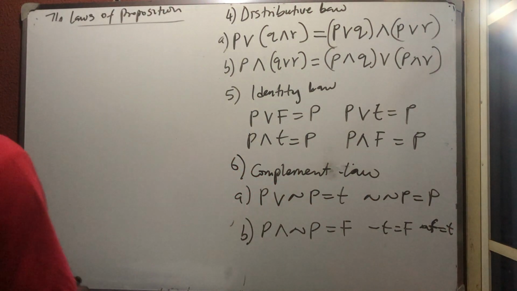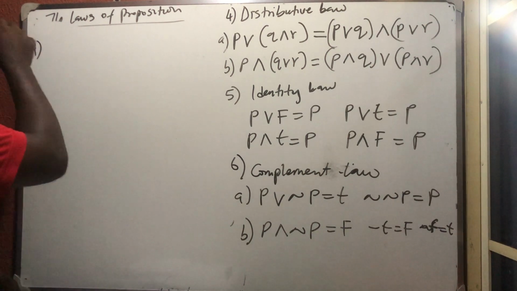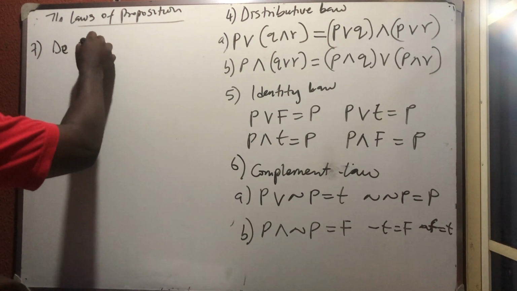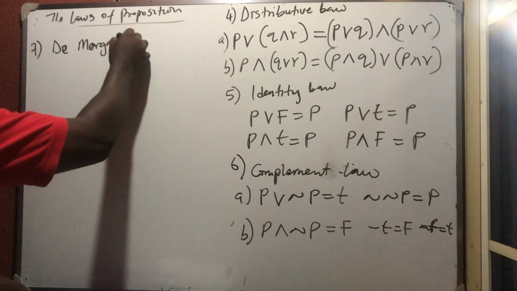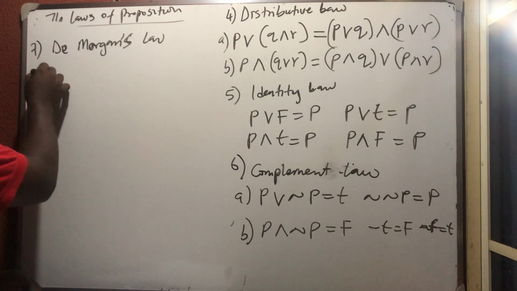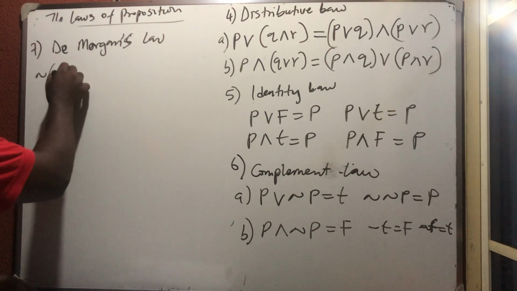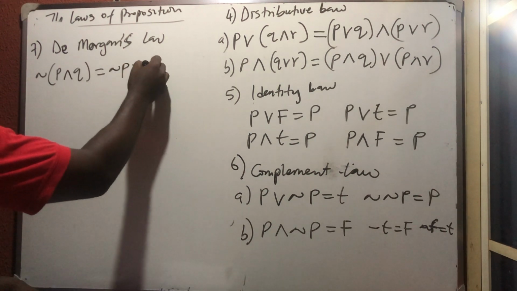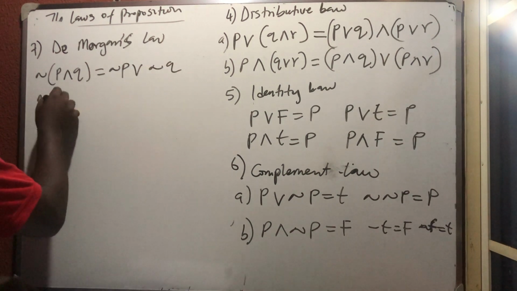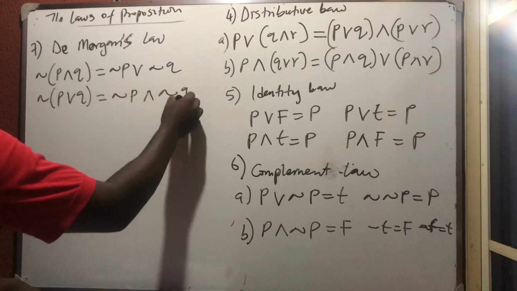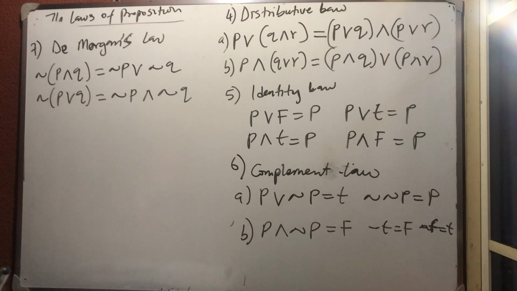So the last one, number 7, is De Morgan's law. De Morgan's law is the one we proved the other time, that the negation of P and Q, when you distribute it, turns into negation P or negation Q. Then negation of P or Q turns into negation of P and negation of Q. That is called De Morgan's law. Okay, then let's go to the duality principle.